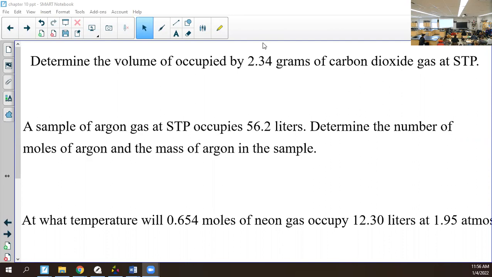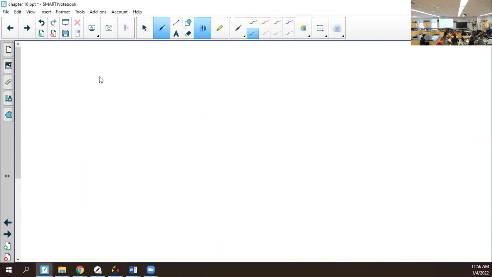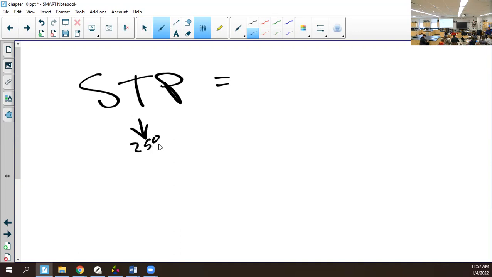STP, from the reading that all of you did, means standard something pressure. Standard temperature and pressure. So you might want to add this to your notes. It's not that hard. STP equals standard pressure and temperature. So standard temperature is room temperature, which is 25 degrees Celsius, or 298 K, which I would memorize as 298. That's what we consider room temperature, which is 72 degrees as well. We don't use Fahrenheit in chemistry.